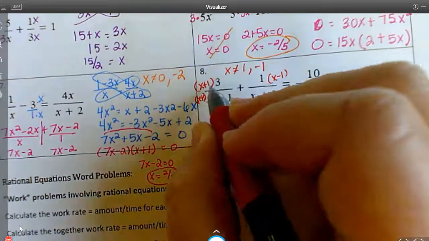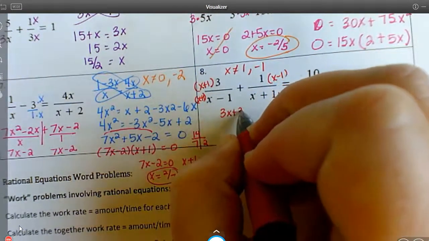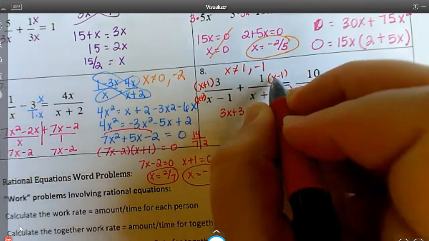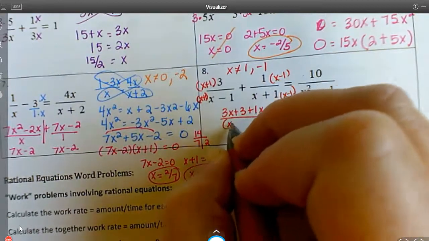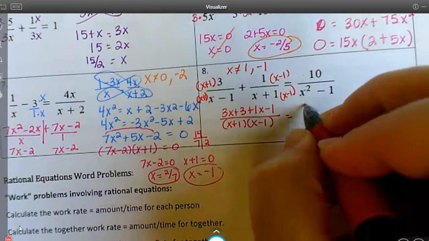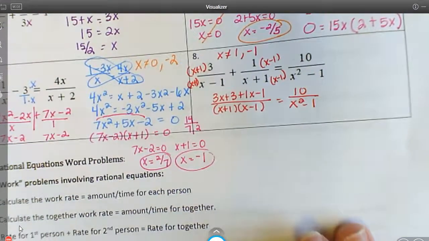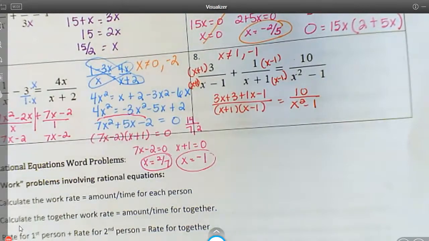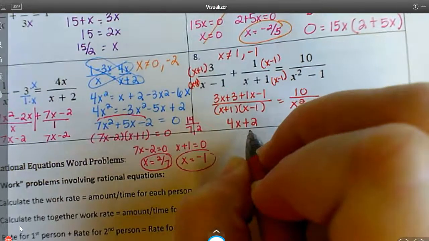So we would have 3x plus 3 plus 1x minus 1 over x plus 1, x minus 1. Go ahead and simplify the top, so that's 4x plus 2.